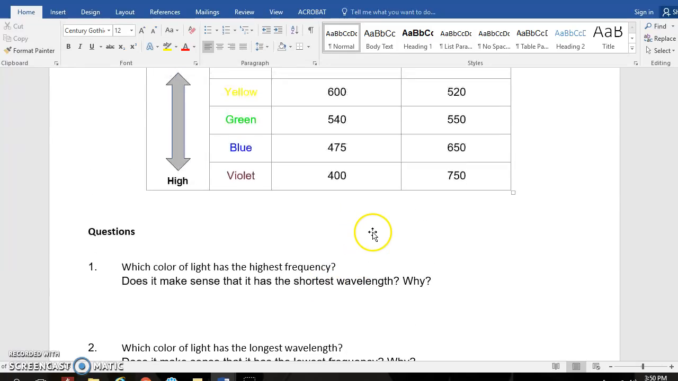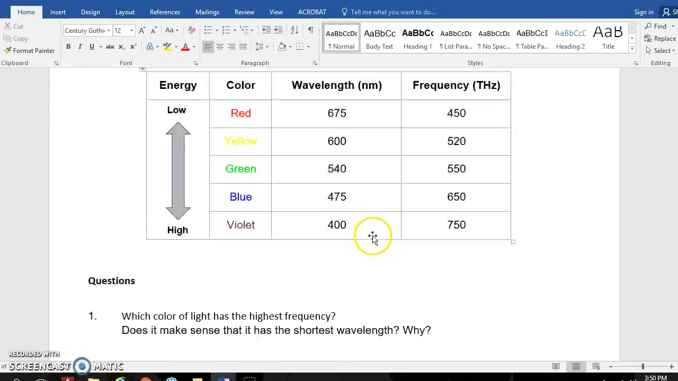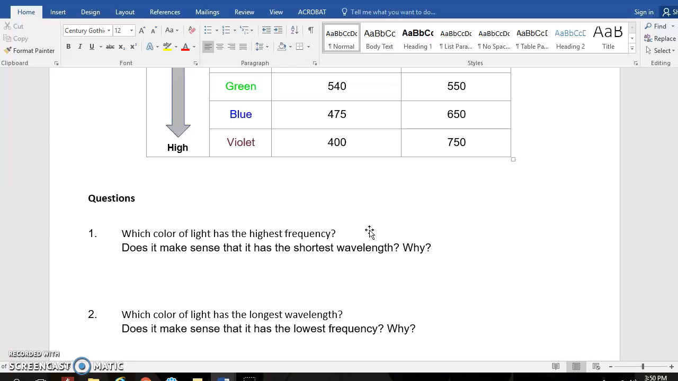Okay, here we're talking about all of our colors again. So this one asks which color has the highest frequency. We know the highest frequency is violet, and it makes sense for it to have the shortest wavelength because if the frequency is high, we know wavelength is inversely related, so it's got to be low. It's going to go in the opposite direction. Because if I see a whole lot of waves, I'm not going to have a whole lot of space in between each wave.